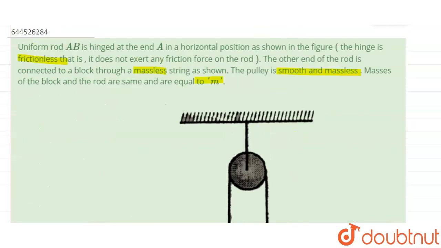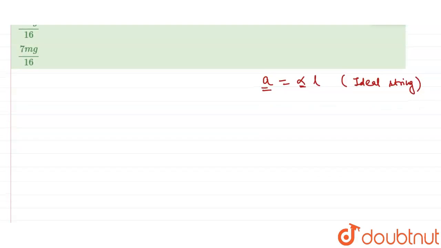The first thing in the question is that they are saying that the pulley is smooth and massless, that means the string is ideal, and for an ideal string the value of a equals alpha l. The acceleration is equal to alpha, which is angular acceleration, into length, for an ideal string.